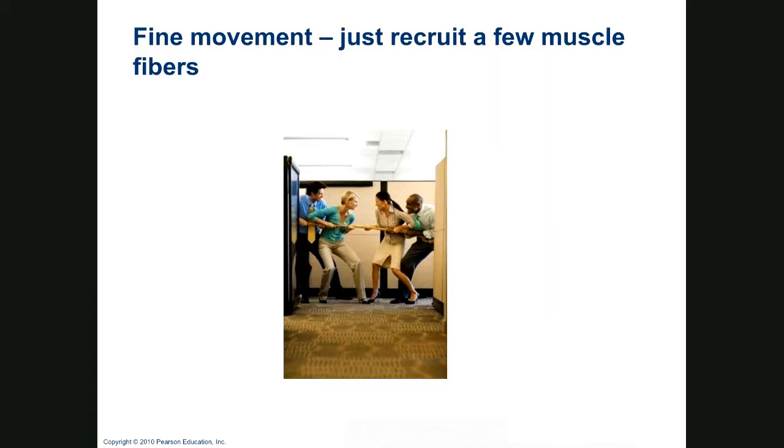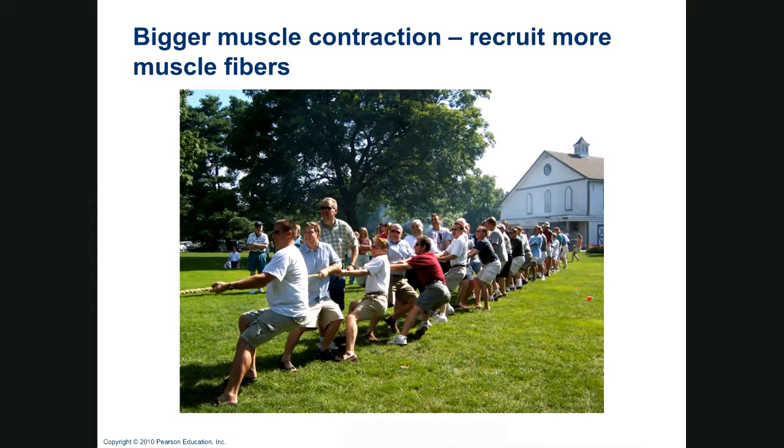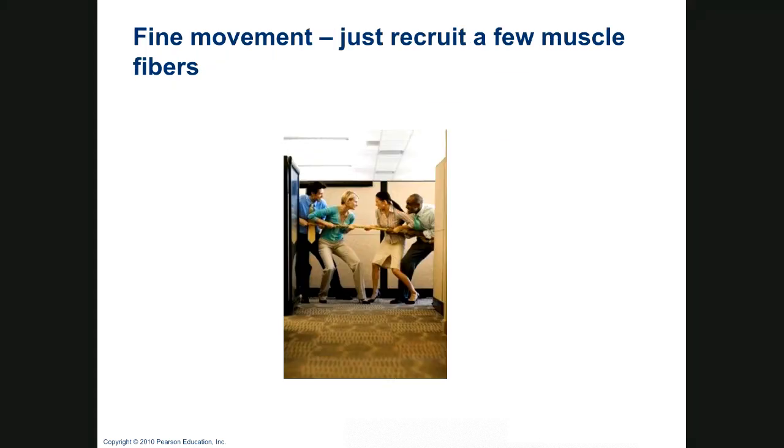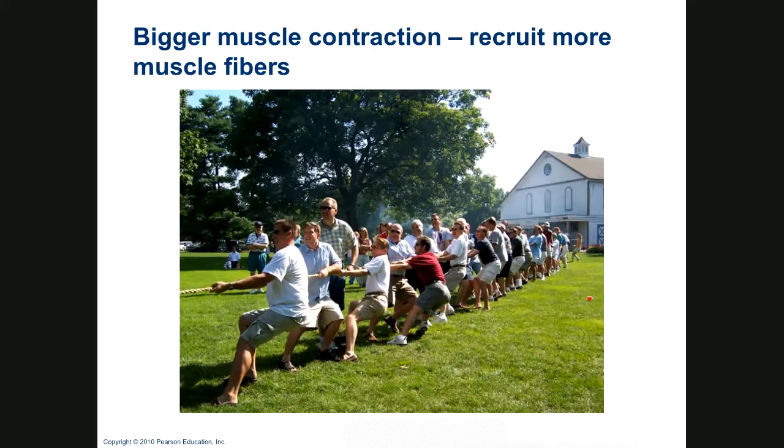Now, fine movement, these represent, by the way, a tug of war here with an object. Fine movement, you just need a few fibers to be stimulated. Bigger muscle contraction, you just need to recruit more muscle fiber. So you can be pretty sure that this gang is going to beat this gang at the tug of war. So you recruit more and more muscle fibers, you get better contraction.